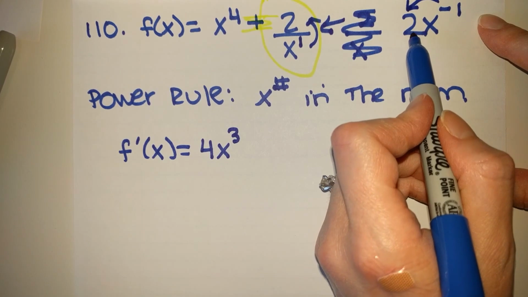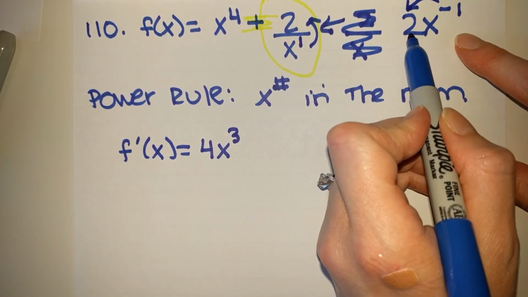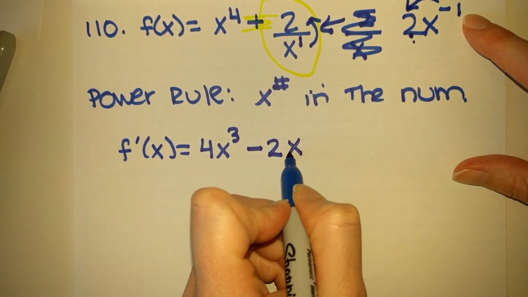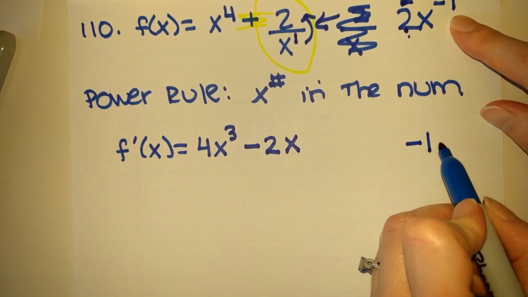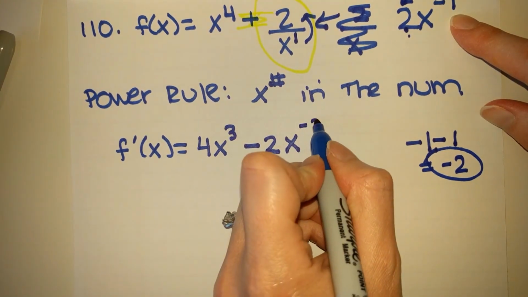And we talked about how this 2 is going to tag along. So bringing down the exponent is really going to be 2 times negative 1 to give us negative 2. And then x, and then here we subtract 1 from the exponent. So I have negative 1 minus 1, so I get negative 2 as the new exponent.